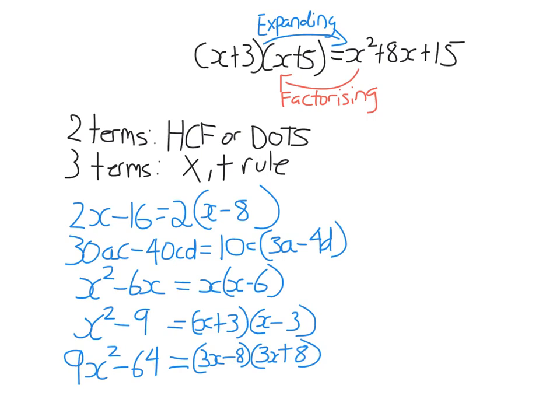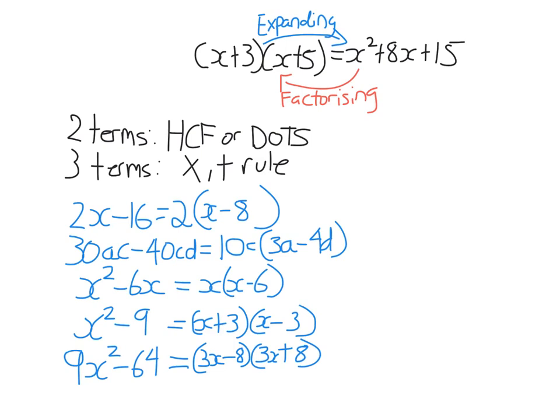So note once again, 9x squared and 64 have no common factors. There's no number other than 1, but that doesn't count. No other number that goes into 9 and also 64. I can't put an x out the front because this term doesn't have an x. X is not common to both. So that's why I needed another method rather than highest common factor.